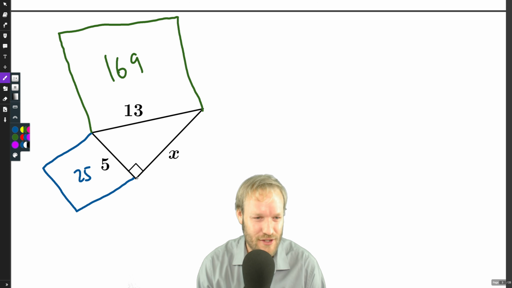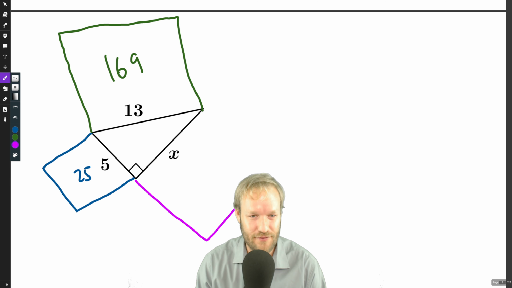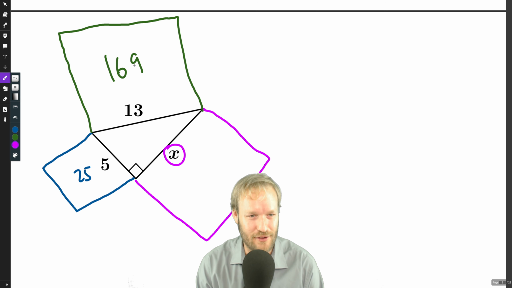Okay, and this bit down here is the square we're trying to work out, because that's going to help us work out what x is. Now, the green one is the biggest square. It's got the biggest side over here. So the green one is the biggest square.